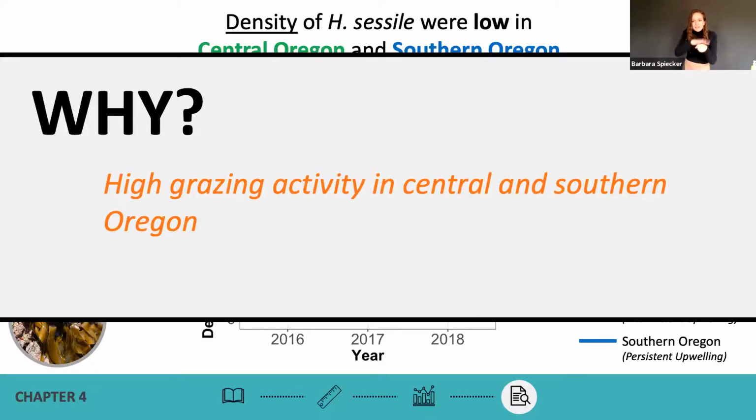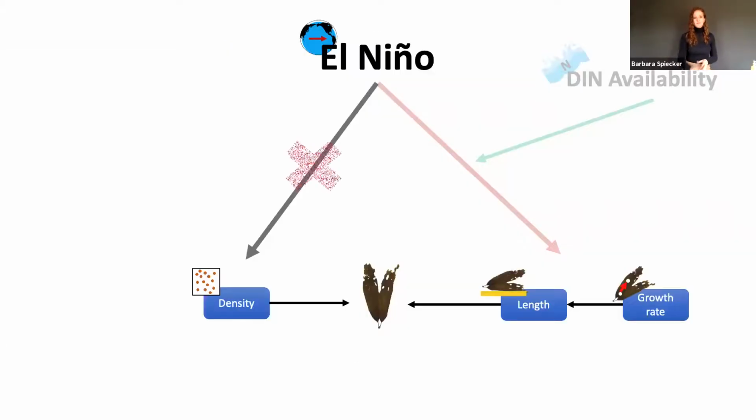I found that Northern Oregon had a high density primarily driven by one site. So one site within that region has a high number of recruits due to high coralline cover in that area, which facilitates the recruitment of kelps and helps them grow. The densities were low in Central and Southern Oregon. And I'm suggesting that one reason why is possibly due to high grazing activity in Central and Southern Oregon, taking that density of adults to lower levels.